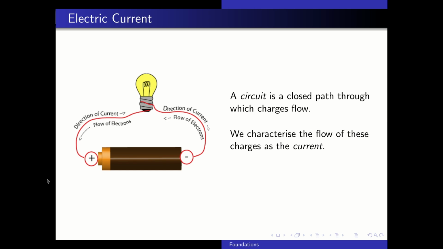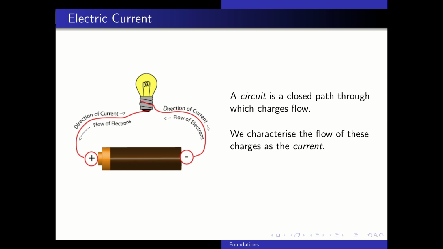Now, we're going to note that for the purposes of our descriptions of how current flows, we are always going to consider the current as if it's composed of positive charges. They will flow away from the positive terminal of the battery, around the circuit, and into the negative terminal of the battery. As we've discussed before, positive charges in matter is nominally tied up in the nuclei of atoms, and so it doesn't move anywhere.